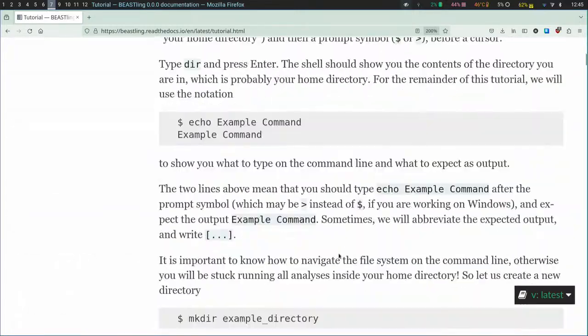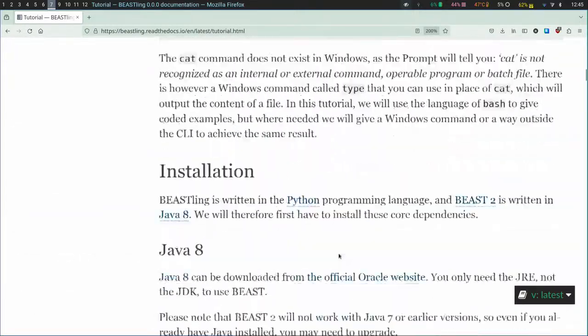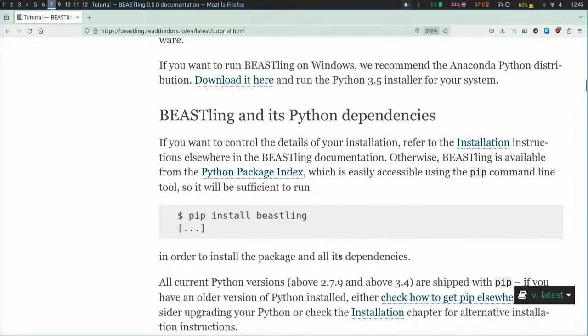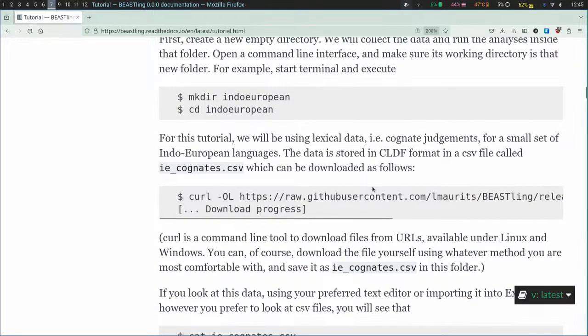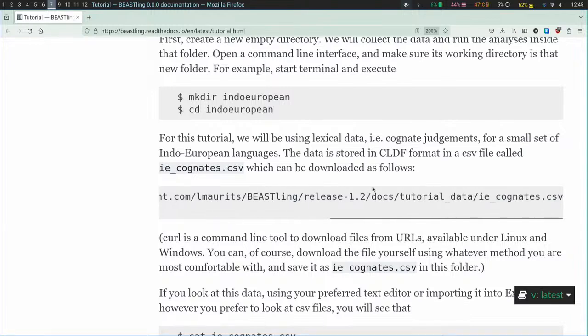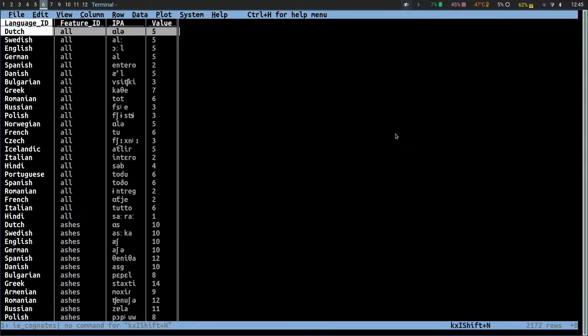But essentially, you have to set up BEAST. In the tutorial, they have a sample cognate judgment file, which is this file. I think it's here. So this is what the file looks like. It's a CSV file, comma separated value. I'm just showing it in a tabular format.